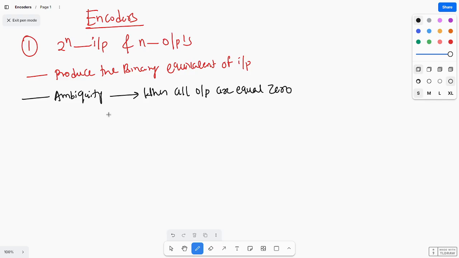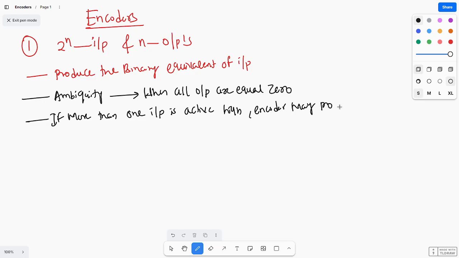And if more than one input is active high, then the encoder may produce wrong output. These are some ambiguities for the encoder.